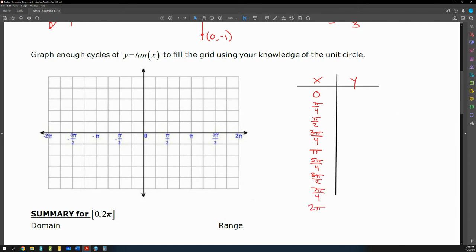Okay, so plugging in 0, the tangent of 0. Remember on the unit circle, I'm just going to draw the coordinate plane with the unit circle.